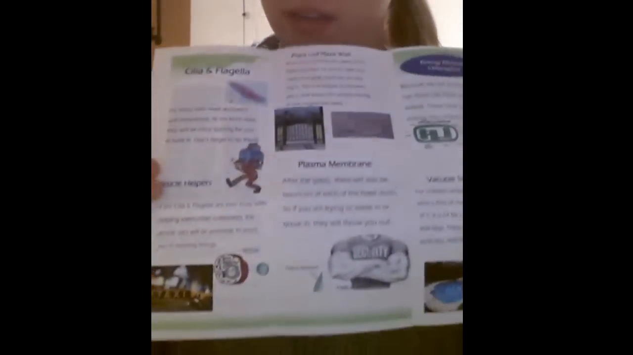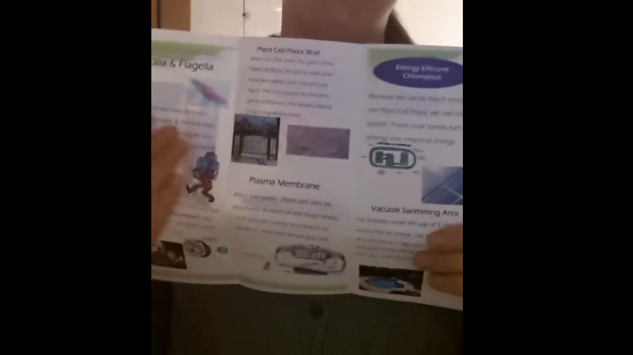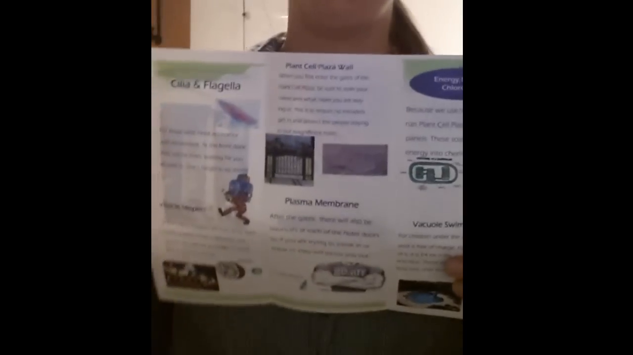And you can see as I go through the organelles here that you're not just defining their jobs and what they do, you're making an analogy for it surrounding your theme. So all of these are surrounding the hotel theme. She picked the plasma membrane. At the gates there's bouncers at each of the hotel doors, so if you're trying to sneak in or break in, they'll throw you out. For the chloroplasts, she called them the energy efficient chloroplasts. Because we use so much energy to run Plant Cell Plaza, we use solar panels. These solar panels turn light into chemical energy. So she's still identifying that she's talking about chloroplasts, but making an analogy to the hotel.